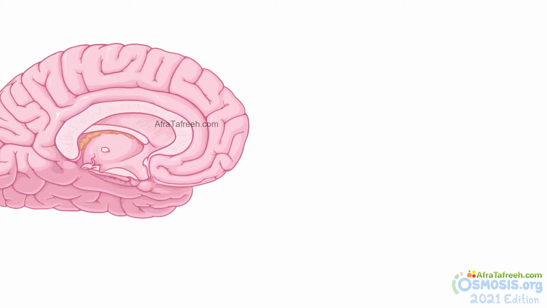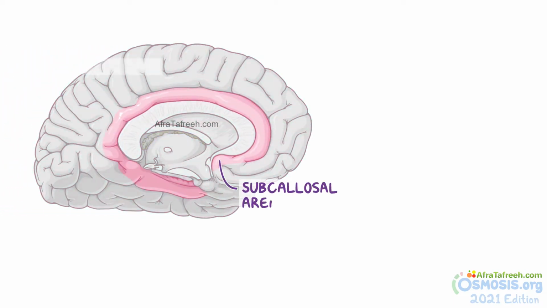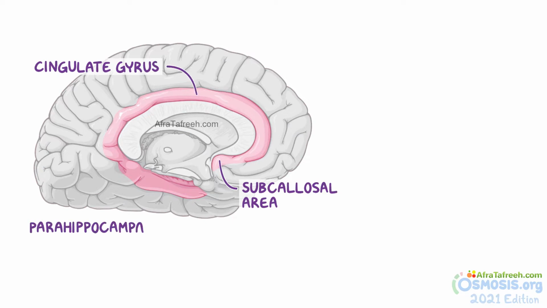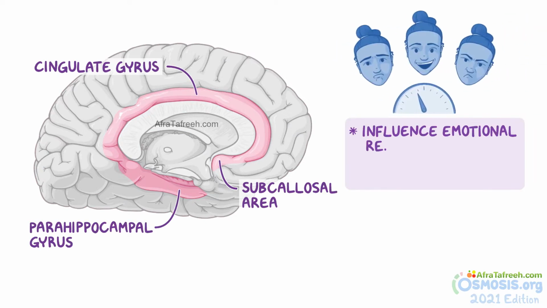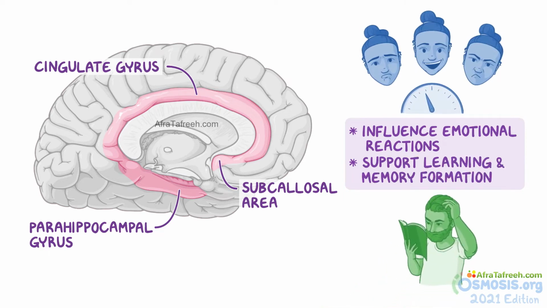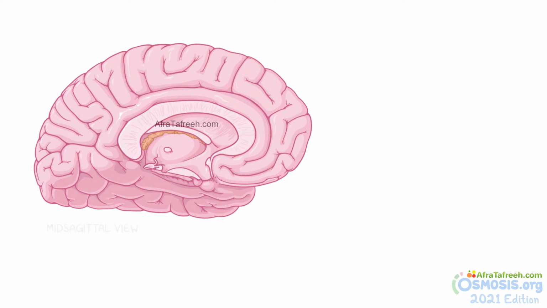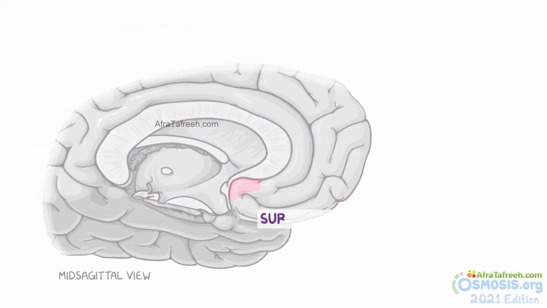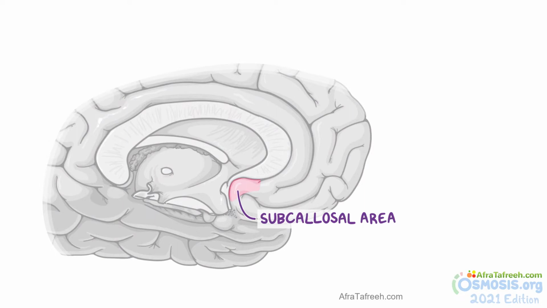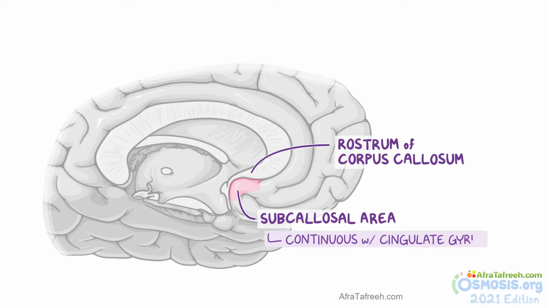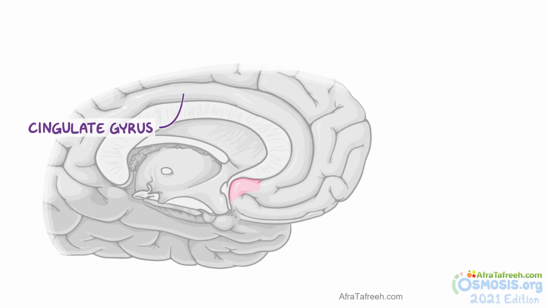The next 3 structures that belong to the limbic system are the subcallosal area, the cingulate gyrus, and the parahippocampal gyrus. These structures influence emotional reactions and support learning and memory formation. On a mid-sagittal section of the brain, we can see the subcallosal area on the medial side of the frontal lobe, just anterior to the lamina terminalis and inferior to the rostrum of the corpus callosum. Anteriorly, it is continuous with the cingulate gyrus, which arches over the genu, body, and splenium of the corpus callosum. Superior to the cingulate gyrus, there is the cingulate sulcus that separates it from the rest of the cerebral cortex.